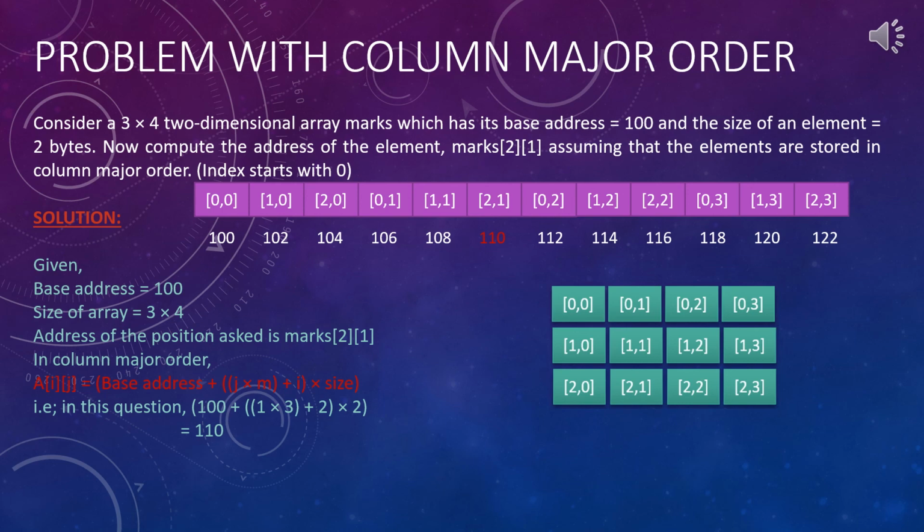Now let us see what we get from our formula. The base address is 100, the size of the array is 3x4, and the position asked is 2,1. In this case we are using column major order, so the formula is base address plus (j into m plus i) into size. So base address is 100 plus j is 1 into m is 3 plus i is 2, and size is 2 bytes, so into 2. That gives me 110. So we can see that both the formulas give exactly the value that we can see in the figure.